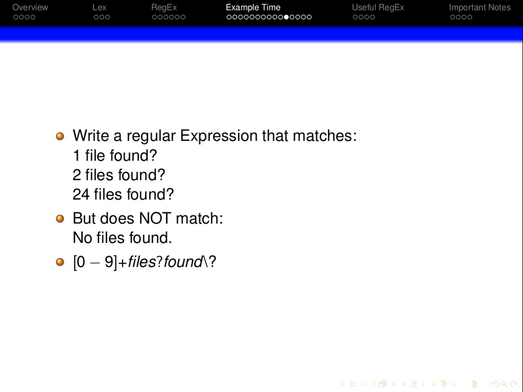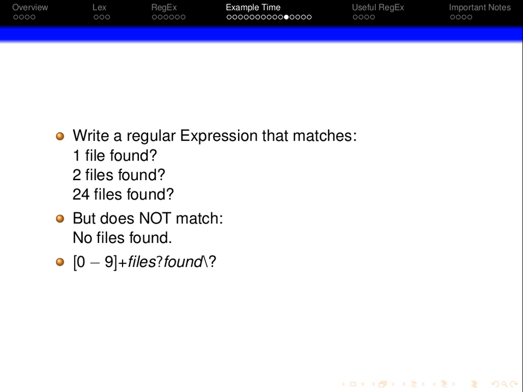Another way, a little more complicated, but I think it actually matches more of what they're saying. It starts with some number of digits. For some reason, there's supposed to be a space that didn't come out between the plus and the files. That s is optional, followed by another space that didn't come out, found, and then an optional question mark at the end. Or, I'm sorry, it has to end with a question mark.